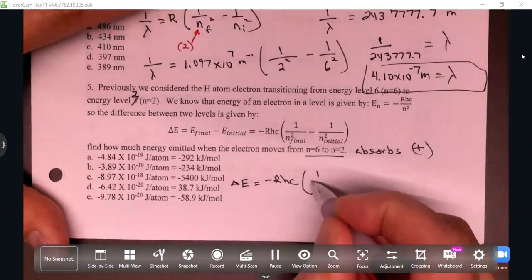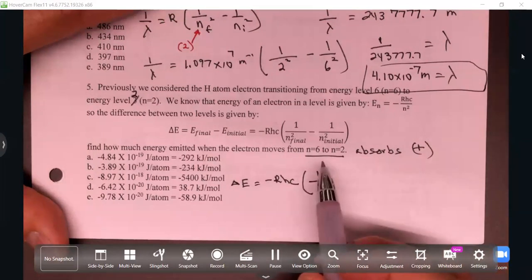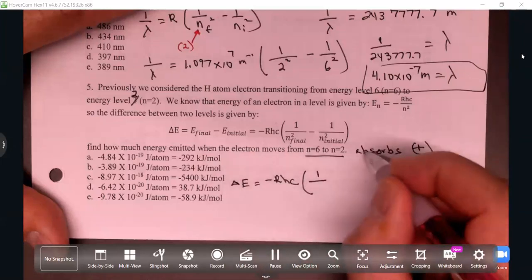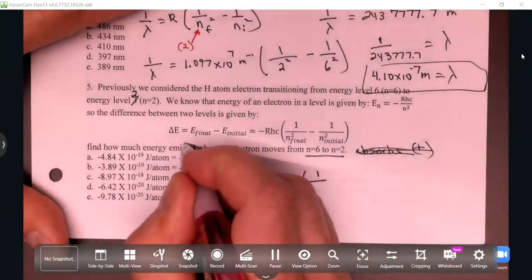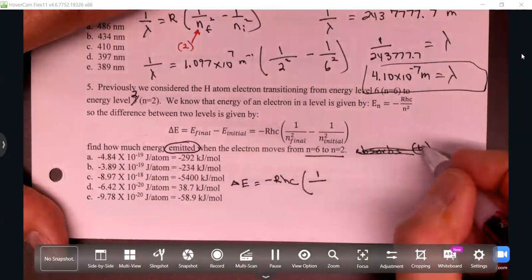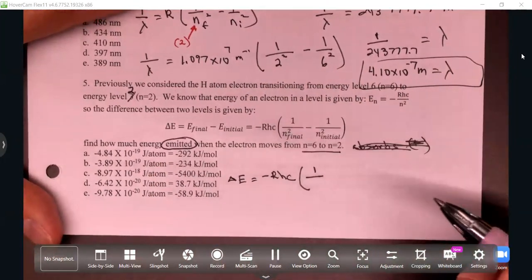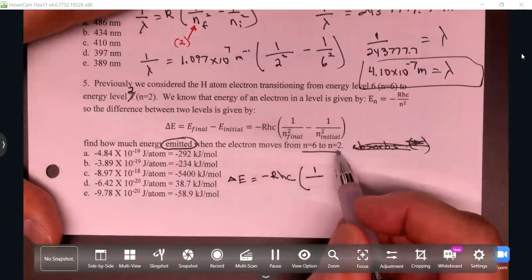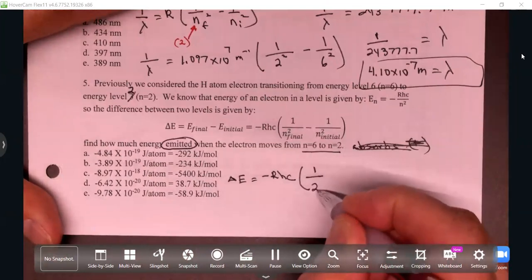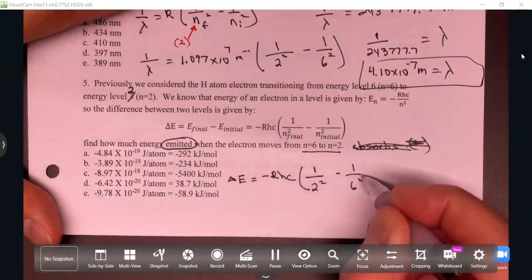And this is going to be 1 over, it transitions from 6 to 2. How much energy? Oh, it's emitted. Oh man, oh wait, this one, I'm sorry, emitted. So we're going to end up with a negative answer. It's dropping back down. So it ends up at 2. So we're going to have 2 squared minus, it started at 6.